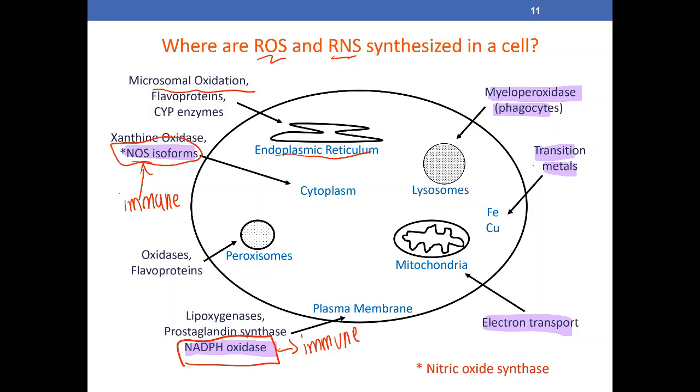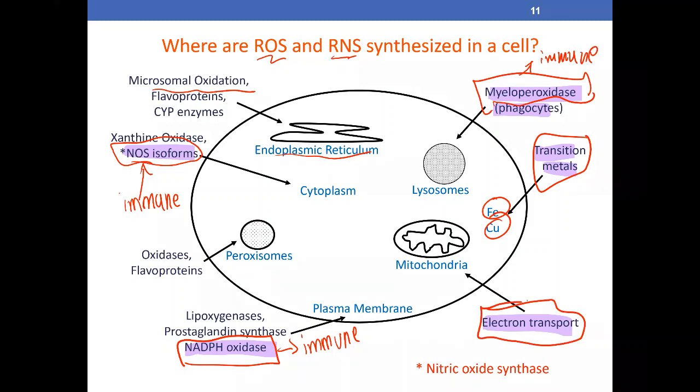We have transition metals, as we mentioned. We have iron, copper. We have myeloperoxidase, again another immune enzyme. And we have the electron transport chain, obviously, through aerobic respiration. These are all sources of reactive oxygen species and reactive nitrogen species. Remember, these are mostly bad for your body. They're not totally bad. We'll discuss why they're useful in the right context. But for the most part, you can think of them as bad.